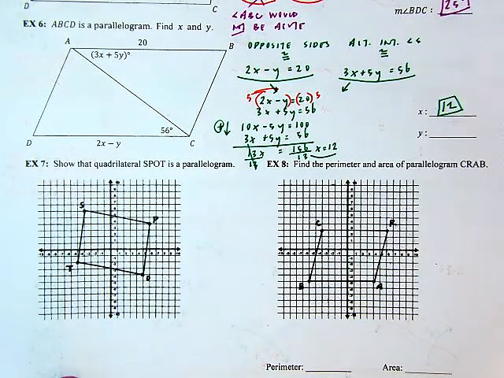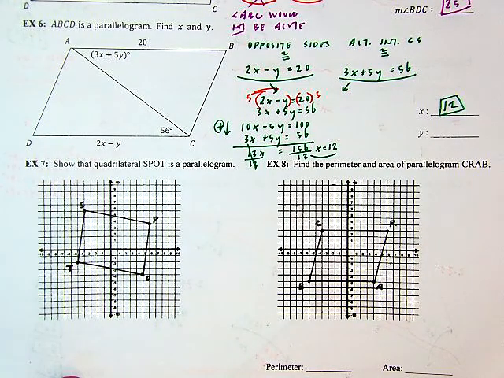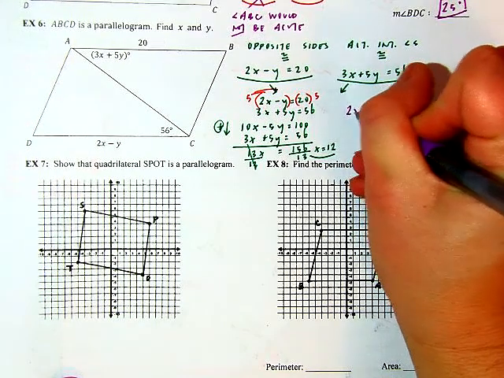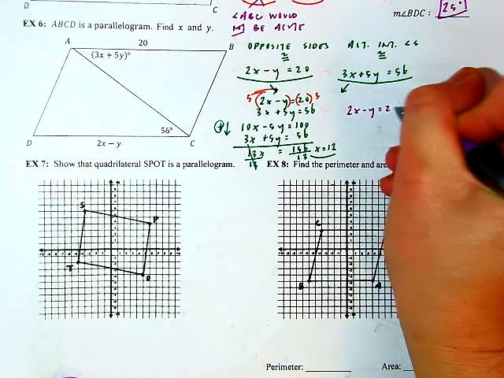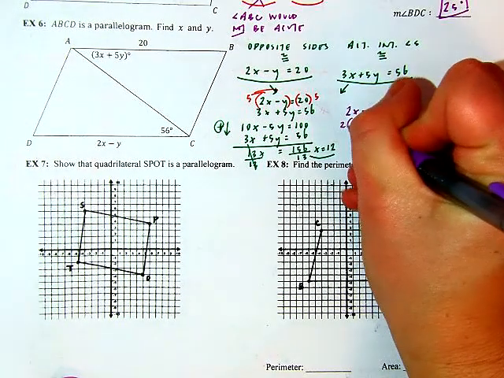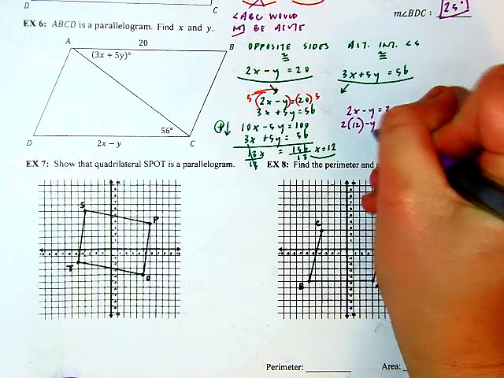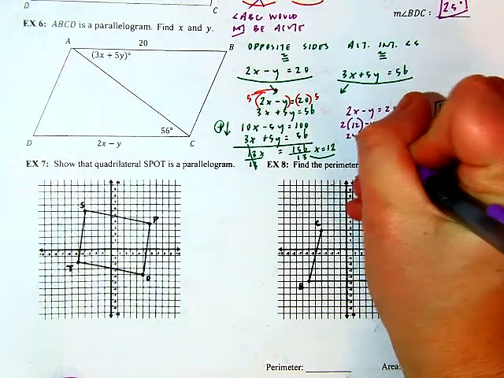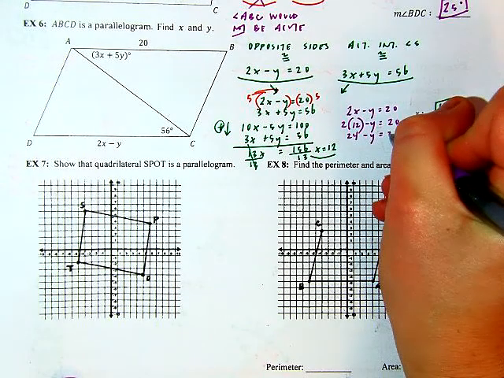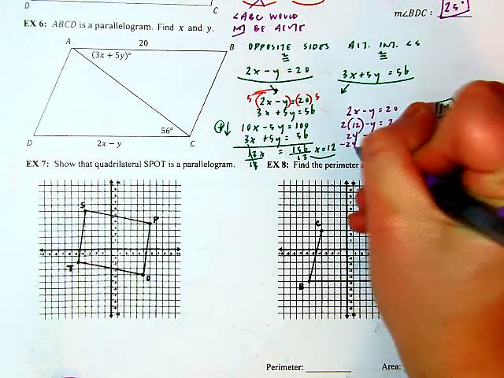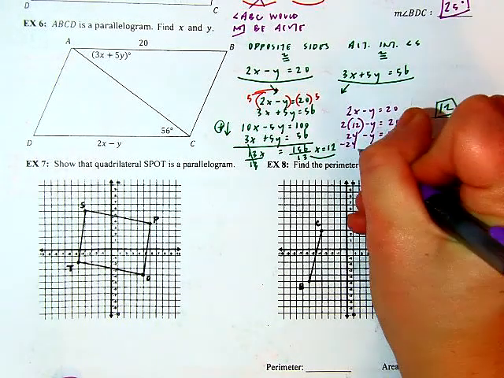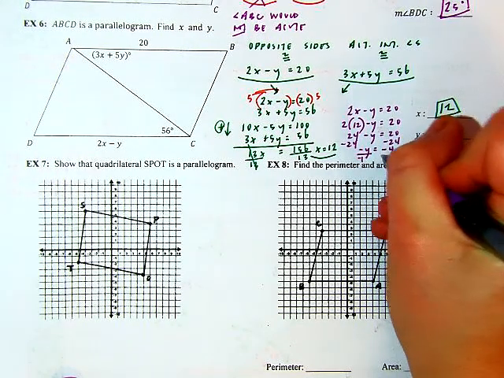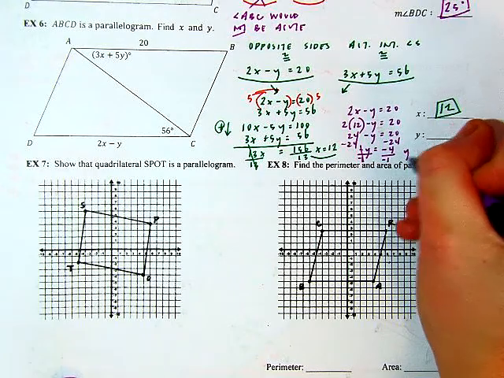And then to get to y, I'm just going to plug back in either equation. Doesn't matter which one. So if I look at that top one, the 2x minus y equals 20, I know that 2 times 12 minus y equals 20. So 24 minus y equals 20. Take away the 24 from each side. Negative y equals negative 4. Divide each side by negative 1, and we get that y is 4.